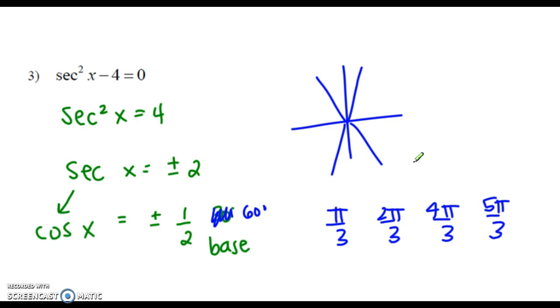Secant squared minus 4 equals 0. Kick your 4 to the other side. Take the square root. So you have secant of x is equal to plus or minus 2. The reciprocal of secant is cosine, and the reciprocal of plus or minus 2 is plus or minus 1/2. Talking about your base, and you're talking about a 60-degree reference angle, and it needs to be all the 60-degree guys because it's plus or minus. So pi over 3, 2 pi over 3, 4 pi over 3, and 5 pi over 3.